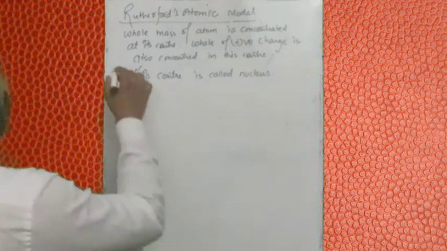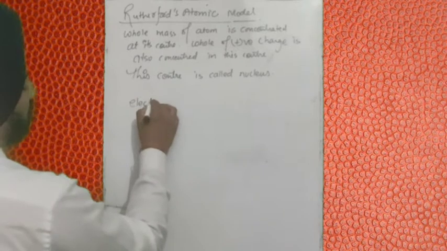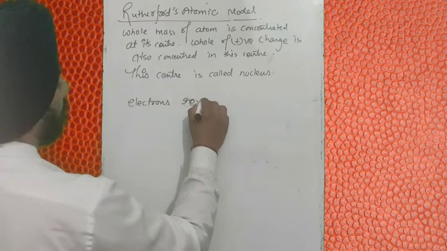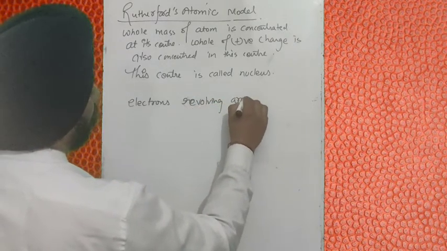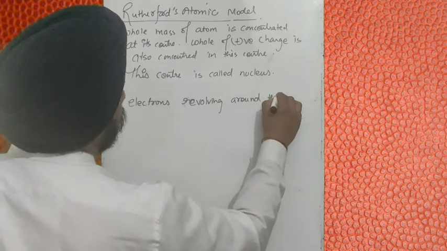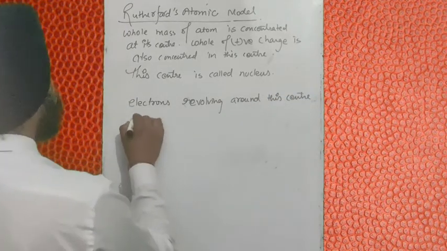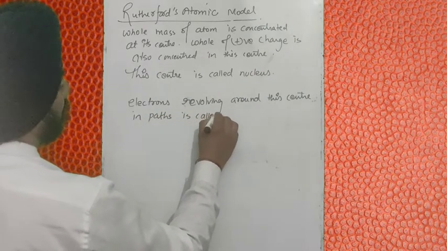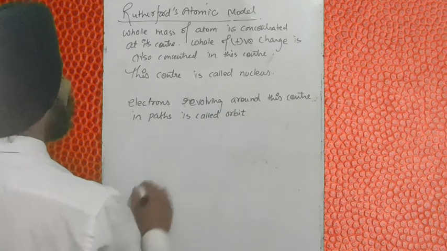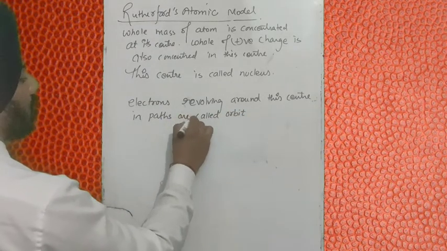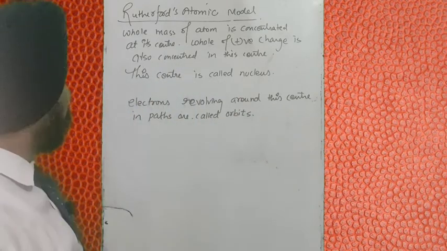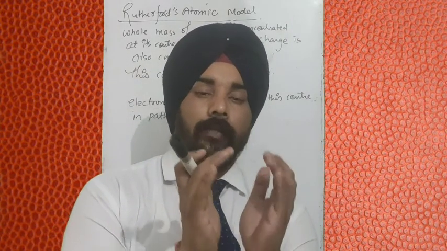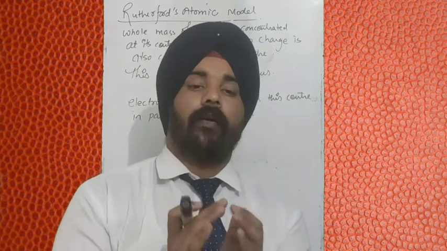Okay, so electrons revolving around this center in paths are called orbits. So electrons are revolving around the nucleus and the positive charge is present at the center of the atom.